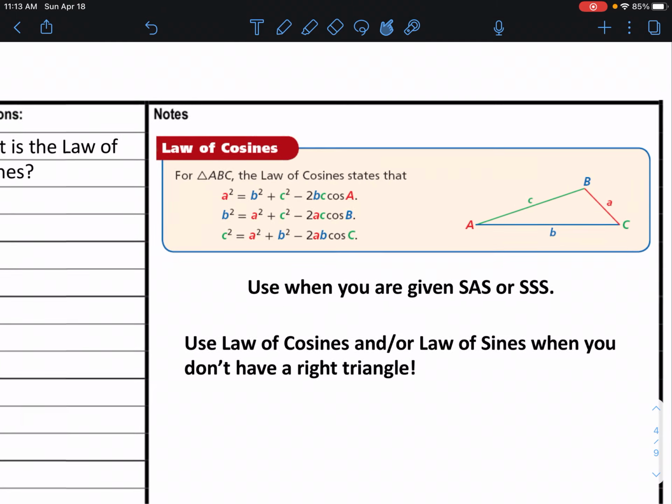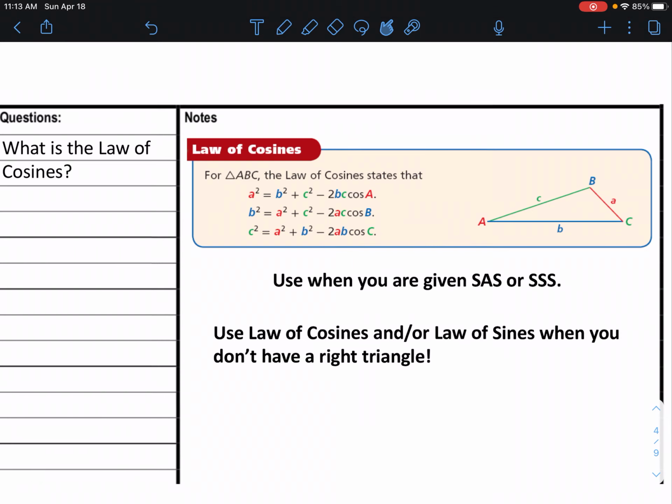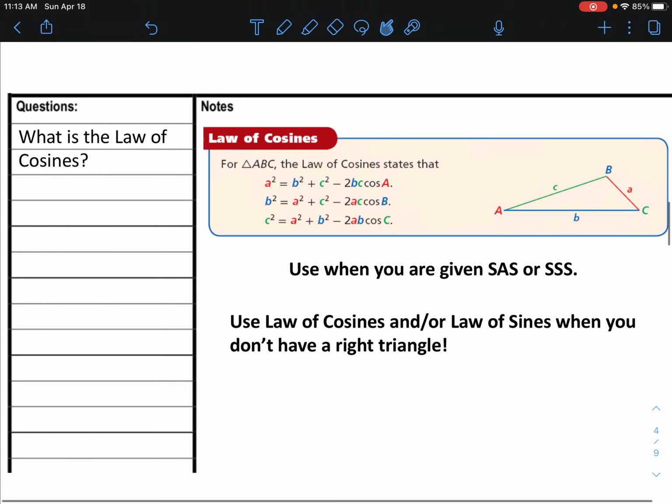Now it says here use when you're given side angle side or side side side. But ultimately what I like to do first is say, can I use the law of sines? If you can use the law of sines, go for it. It's a little quicker. If you can't, then you have to use the law of cosines. So that's when you want to use these. And remember, law of sines and cosines are for when you don't have a right triangle. You have to use one of these.